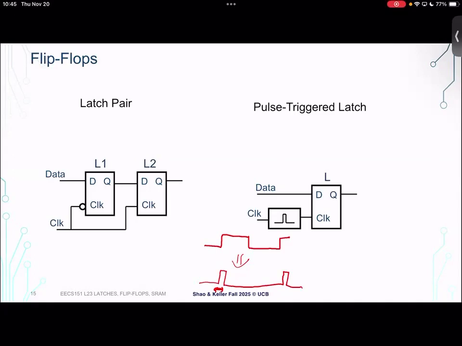The standard way to build a flip-flop is shown on the left, which is just a pair of latches, two latches. Okay, we typically refer to the first one as the primary latch. The second one is the secondary latch. You'll notice that this first one has a little circle on the clock, so this is transparent low. The second one is transparent high. And we just put them back to back like this.